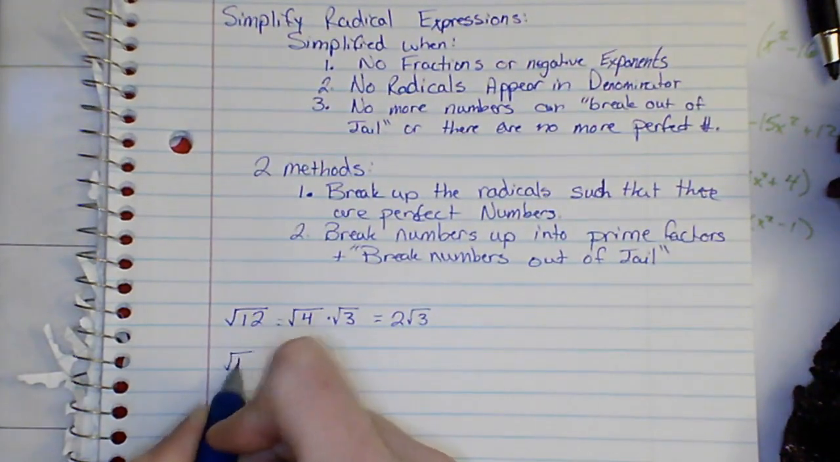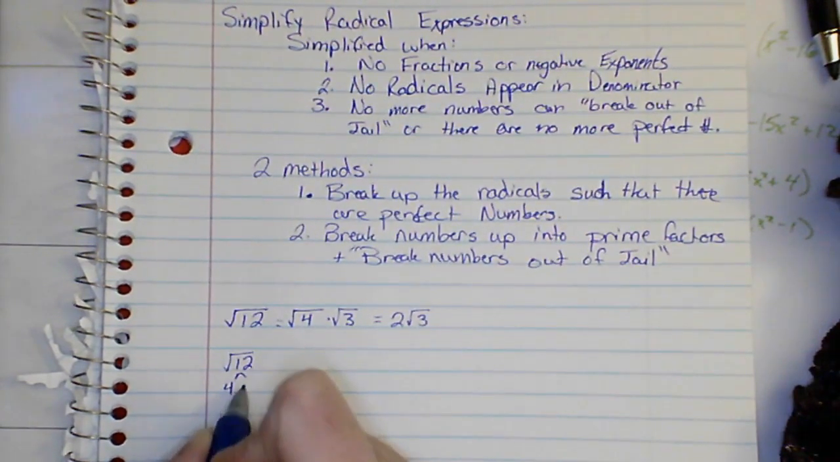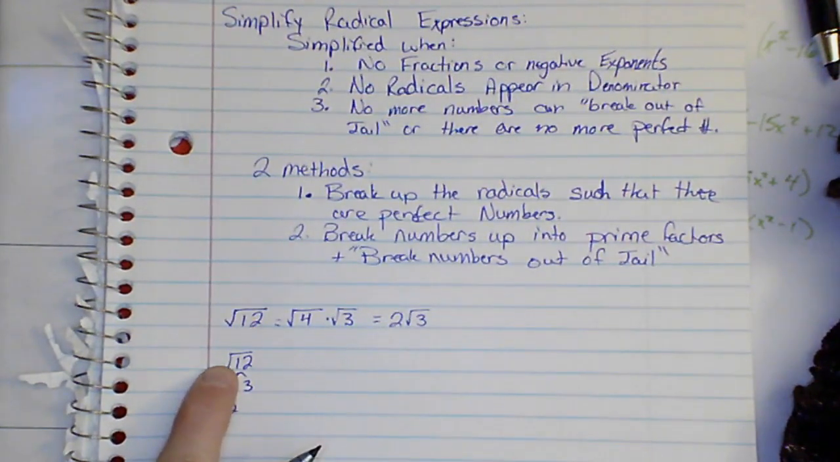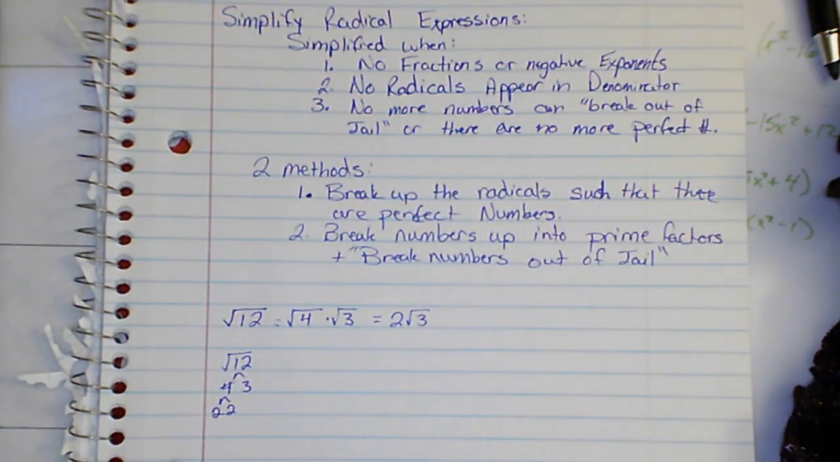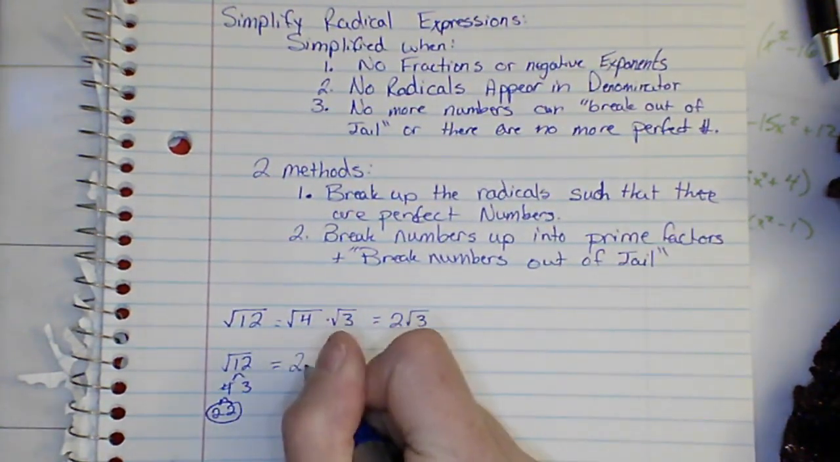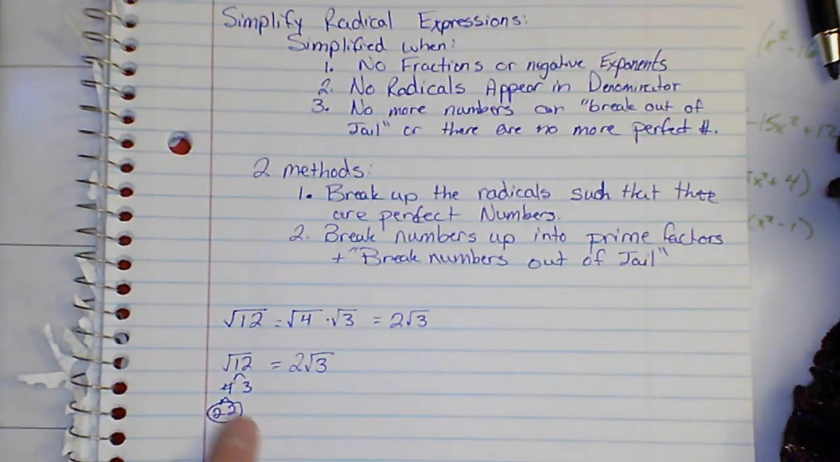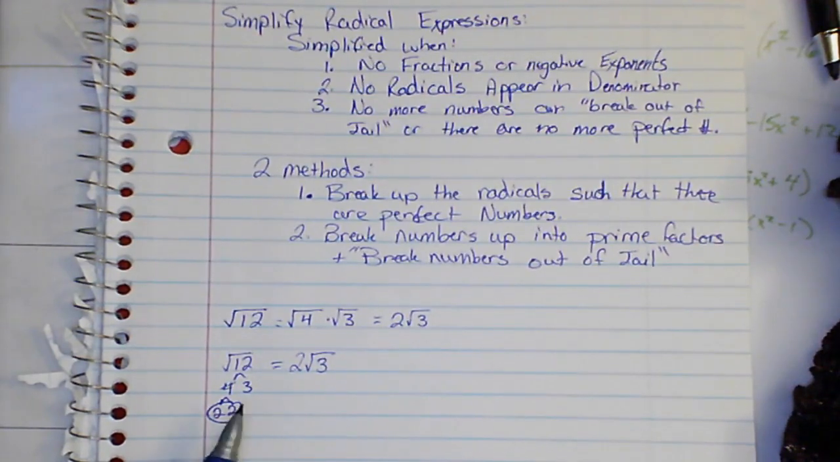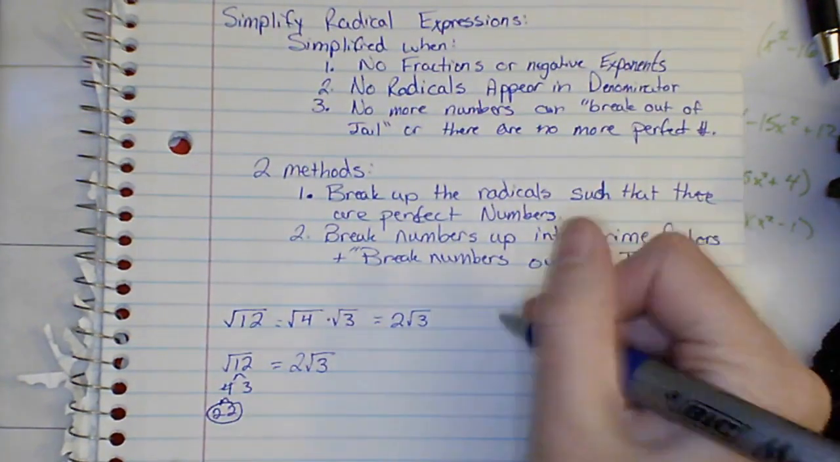The other method, break out of jail, is you would have to factor these numbers into prime factors. The index here is a 2. Square root would mean 2, so it takes 2 to break 1 out of jail. So we have one pair of 2's and then a 3 remaining. Since we have a square root, it takes 2 to break 1 out of jail. So since we have one group of 2, one breaks free, the other, you can use your imagination. And then this 3 has no partner, so he stays in jail.